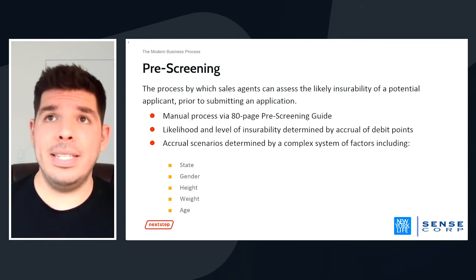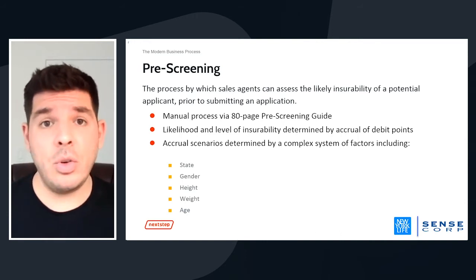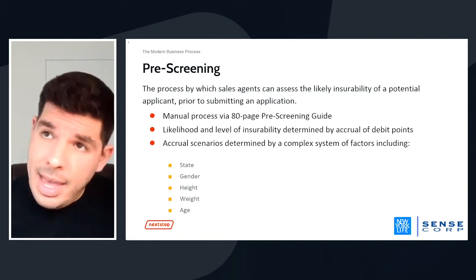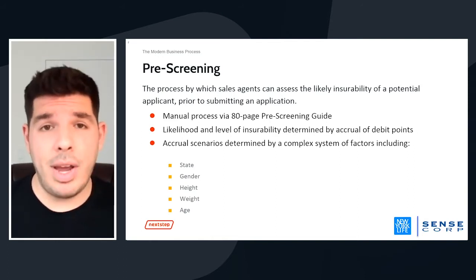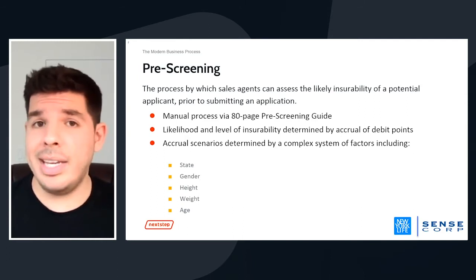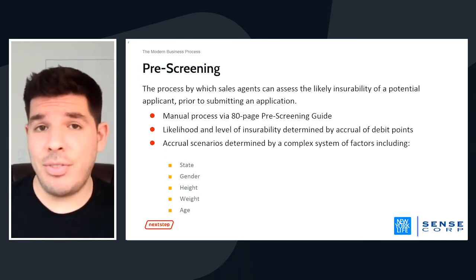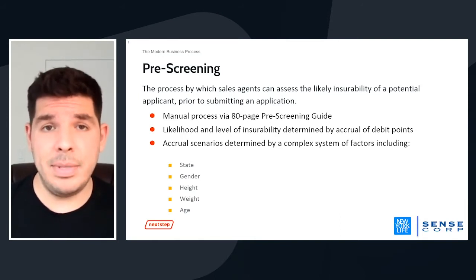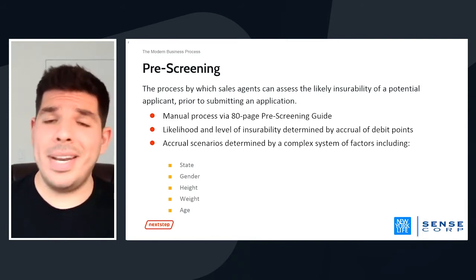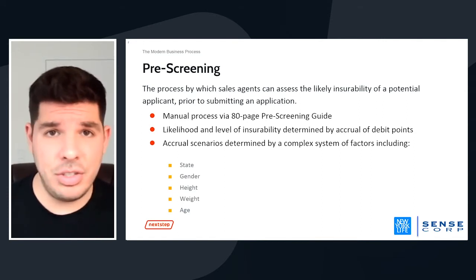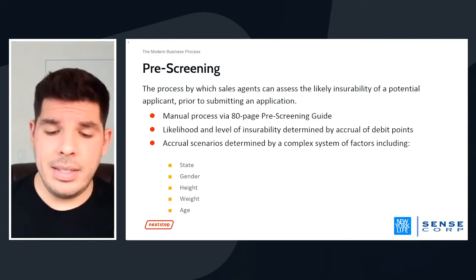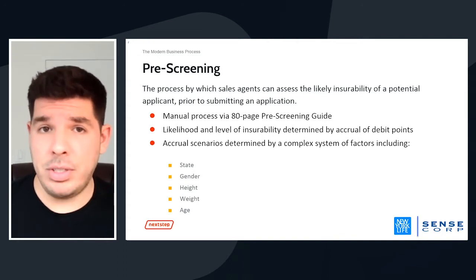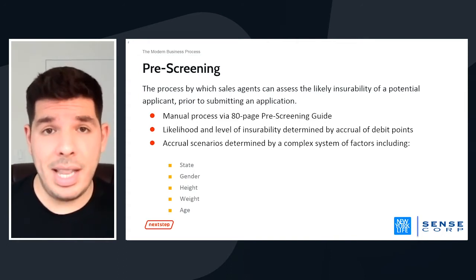This is something that lists out all the information necessary in order to assess the insurability of a client. And this is a highly complex process. It requires us to understand basic demographic information like the gender, height, weight, state that they're filing in, the age of the potential insured, and what medications they have, what conditions they have, a million contextual questions about those medications and conditions that make up that 80-page document. And it ends up resulting in a system of debit points, where if you reach a certain amount of debit points, then you would be declined.